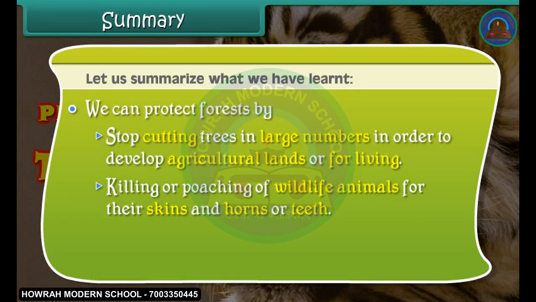We can protect forests by stopping the cutting of trees in large numbers in order to develop agricultural lands or for living, and by stopping the killing or poaching of wildlife animals for their skins and horns or teeth.